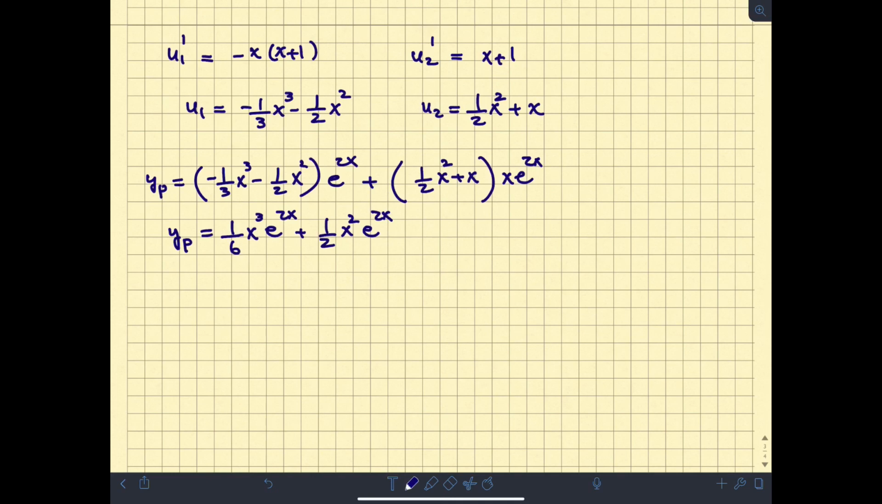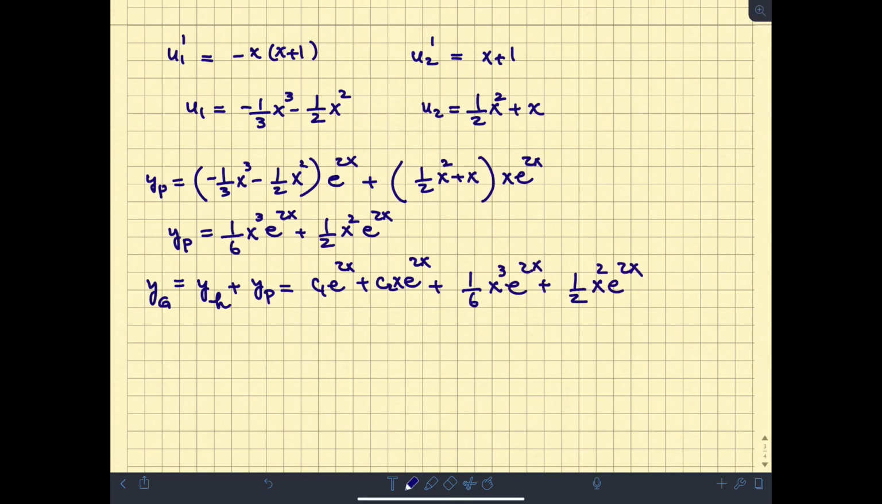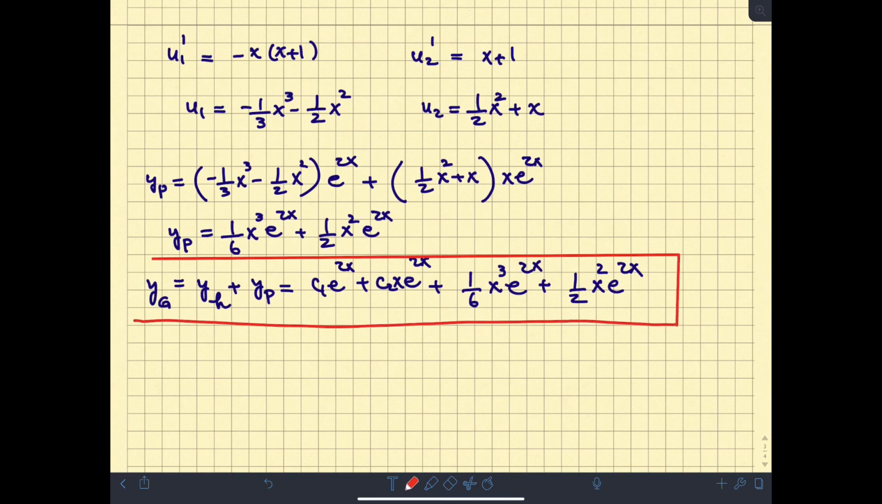And now I'm ready to write my general solution using the superposition principle, which is the homogeneous solution plus the particular solution. My homogeneous solution is c1 e to the 2x plus c2 x e to the 2x, plus my particular solution, which is 1/6 x cubed e to the 2x plus 1/2 x squared e to the 2x. And now I'm ready to box my final answer. So this becomes my general solution for this second order differential equation.